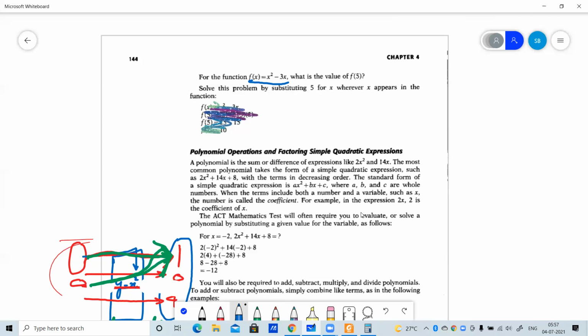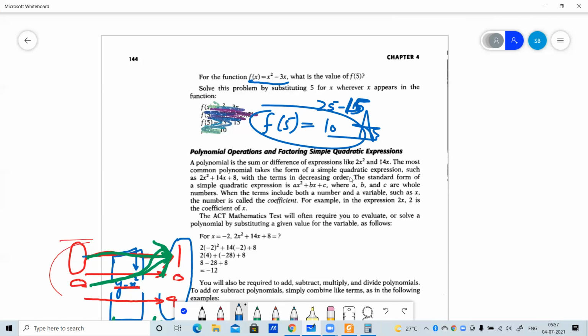So f of 5 equals 25 minus 15. So should I subtract 25 from 15? Definitely, you have to. How much would it be? F of 5 equals 10. Correct. F of 5 equals 10. That is the answer. Now I understand now. Great.